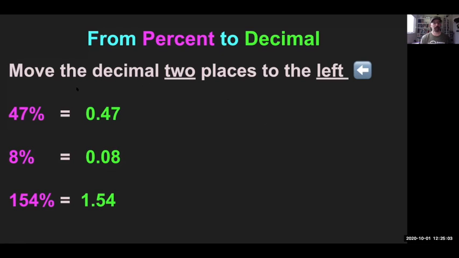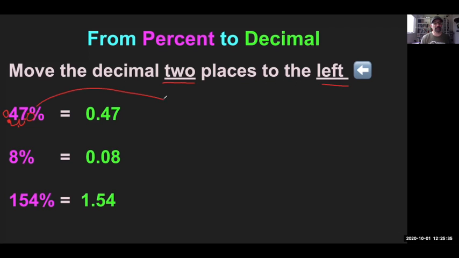So you start off with 47%. You know it's really 47.0%, right? 47 is the same as 47.0. So we're moving the decimal two places to the left. We're going to go 1, 2, put a big decimal point there, and then you put a 0. So that leaves you with 0.47. So 47% is 0.47.